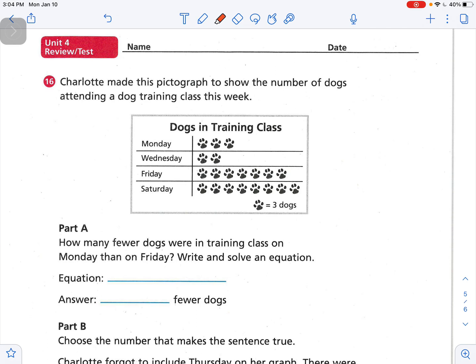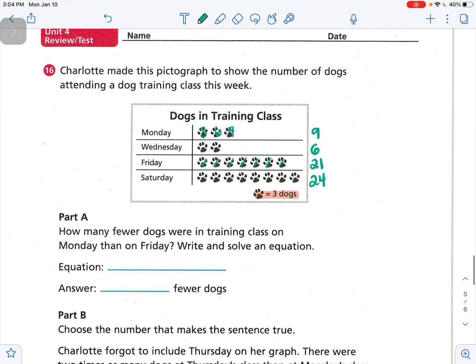Remember, when we look at our pictograph, I always want you to look at the pictograph first before you look at anything else. And when we do that, we've got 3 dogs. And remember, I like you guys to put the total number in each day. It's going to help you write equations. So if I've got 3 dogs Monday, so 3, 6, 9 dogs. 6 dogs Wednesday, 3, 6, 9, 12, 15, 18, 21 dogs on Friday, 24 dogs. There you go.